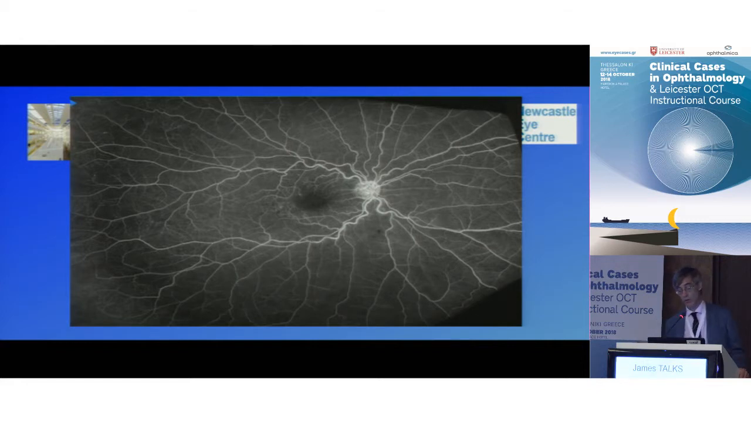So this patient doesn't look to be at risk of getting rubeosis. They have macular ischemia, which explains why they can't see properly, but I'm not going to laser this patient. I'll follow them up if the fluid comes back.